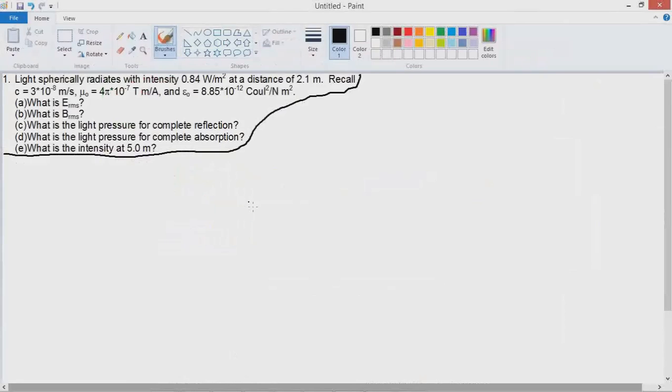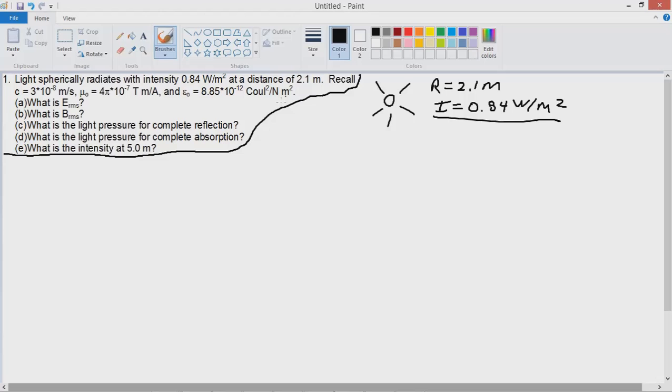Okay, next problem. We want light. There's a light source, and it's radiating outwards in all directions spherically at radius 2.1 meters. Intensity is 0.84 watts per meter squared. Using this information, and we have a bunch of recalls, the constants we deal with. What is ERMS? That's part A.